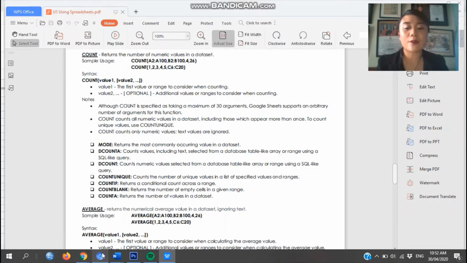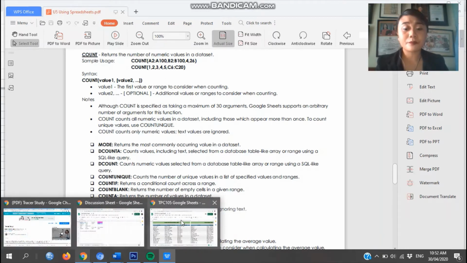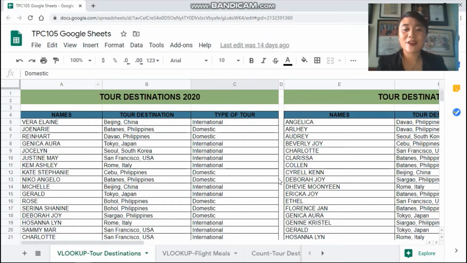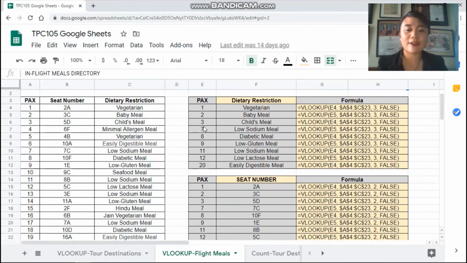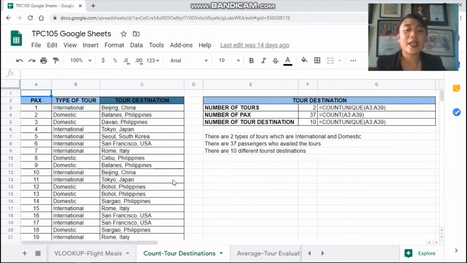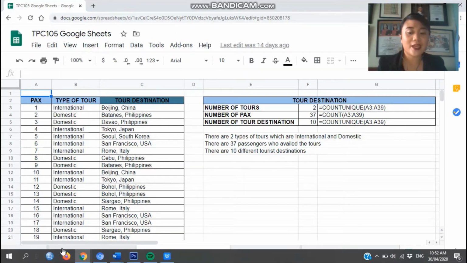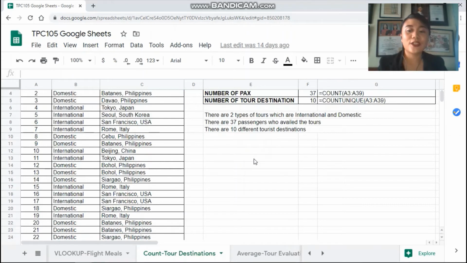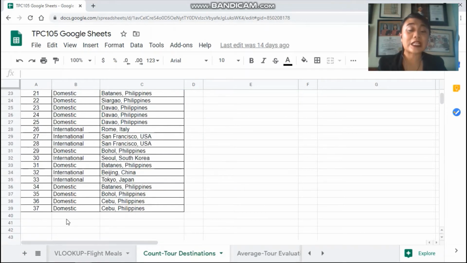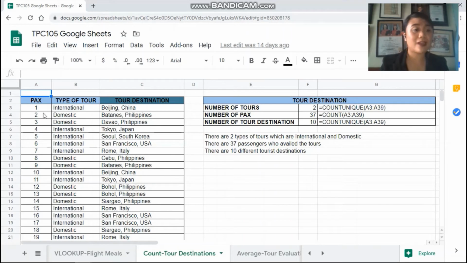Okay, so let's go with our Google Sheet. Now, I have here already your VLOOKUP. This was our discussion last time. By the way, I also shared this one already. You might also notice that we also have your in-flight meals here. Okay. Now, this is your count. Now, I only lifted the data that we had in the flight destinations. So, I included here that there are 37 packs. Okay, so if we say packs, these are the passengers, and these are the type of tours and the tour destination.